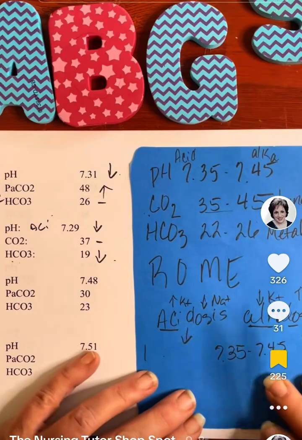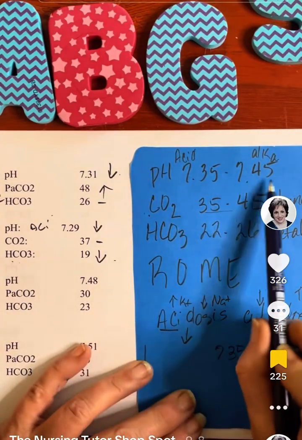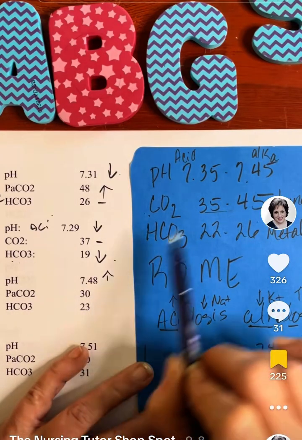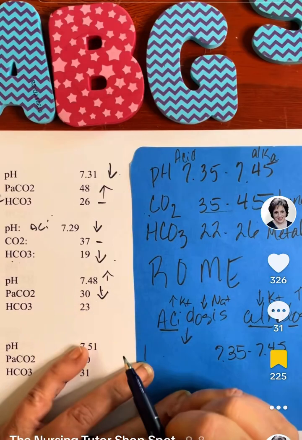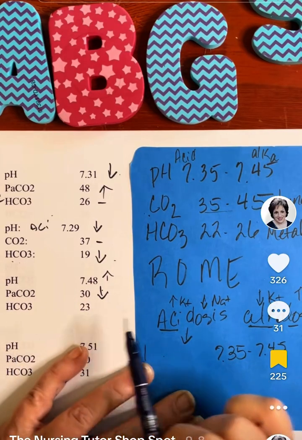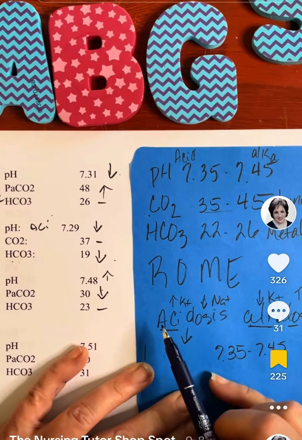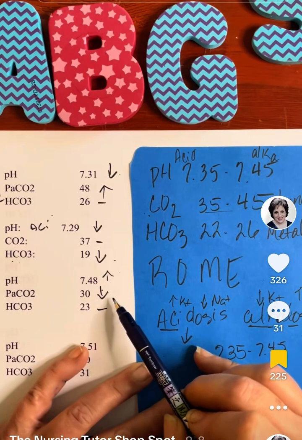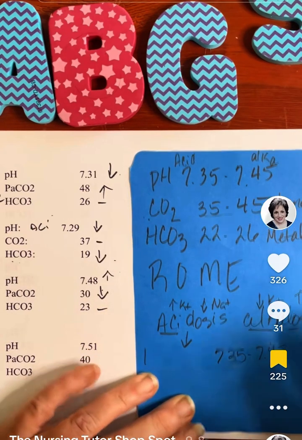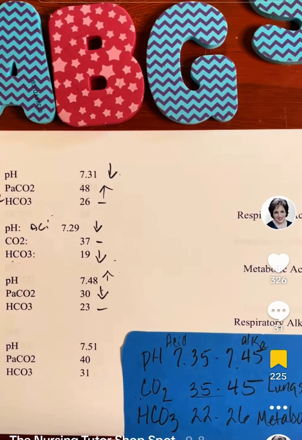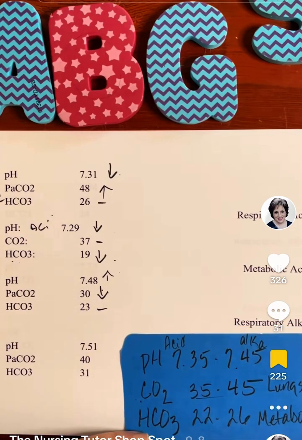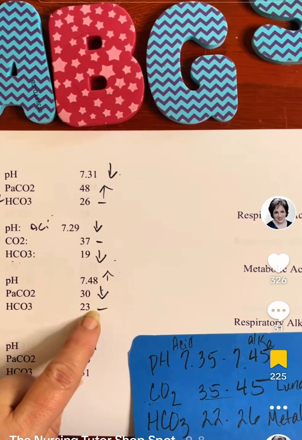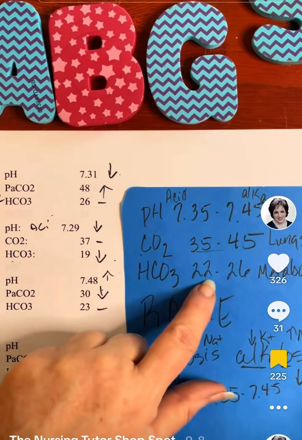Let's do another one. So the pH is 7.48. Well, that's up. The CO2 is 30. That's low. And the bicarb is 23. That was a normal range. So the pH is telling me alkalosis, and the CO2 going opposite tells me respiratory alkalosis. I like this because I really don't even have to think about it, because all I'm doing is putting arrows, because I learned this right here.